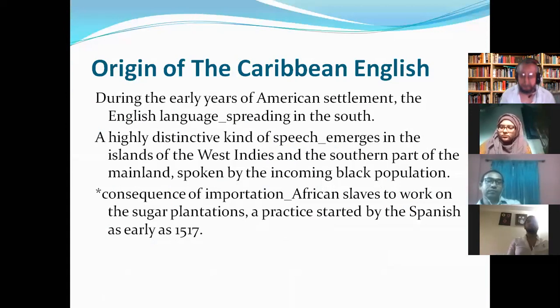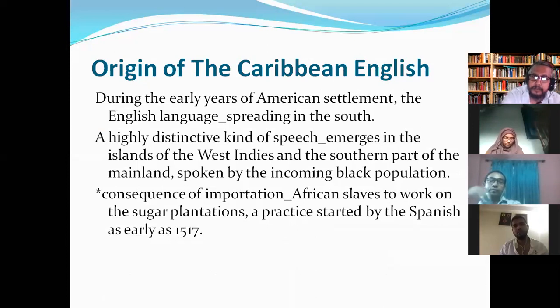So what is the origin of this Caribbean English? During the early years of American settlement, the English language is spreading in the north. In our previous part of the class, we learned that after the declaration of American independence, many people spread out from America. So in the early years of the American settlement, the English language spread from north to south.